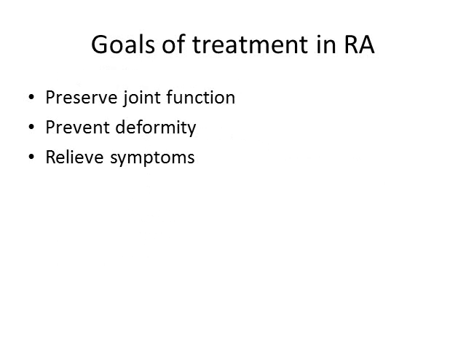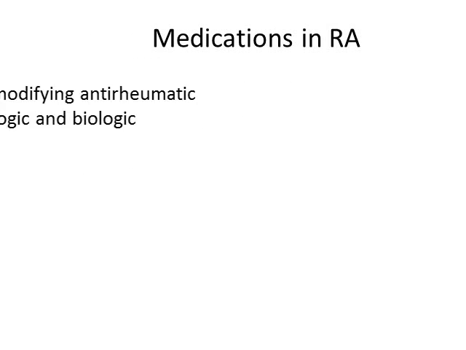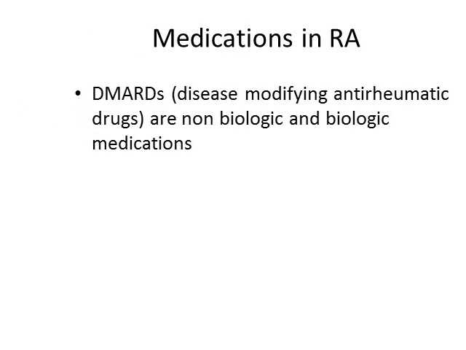The goals of treatment in RA are to preserve your joint function, prevent deformities, and relieve the symptoms that people have. Medications are one of those ways, and the medications for rheumatoid arthritis are DMARDs, disease-modifying anti-rheumatic drugs. These are non-biological and biological medications. These drugs work by modifying the disease, not the symptoms.